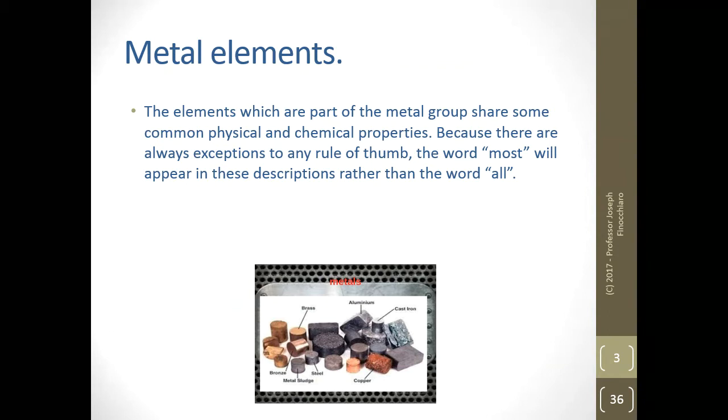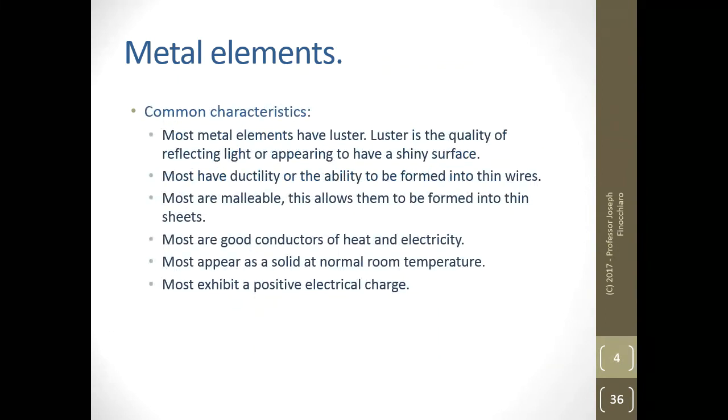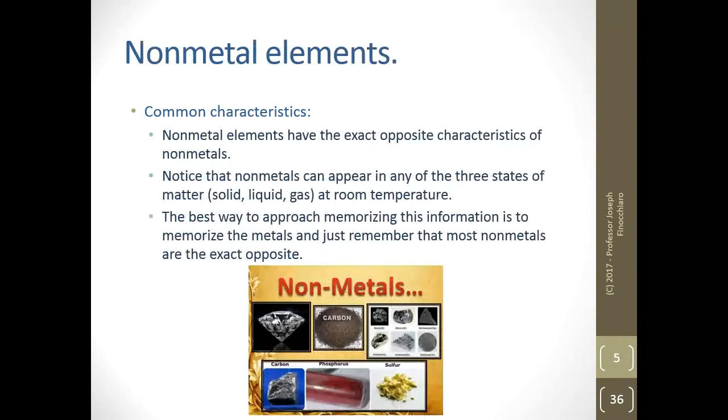Because there are always exceptions, the word most is always used, okay? But we're only going to go by the quote-unquote larger percentage. Most metal elements have luster. We've talked about luster and malleability and all that, so I'm not going to kick it again, but you should know the properties, the general physical properties of metals. Nonmetals, the exact opposite. Metals and nonmetals can appear in any of the three states of matter. Metals are usually solids, nonmetals usually liquids and gases.